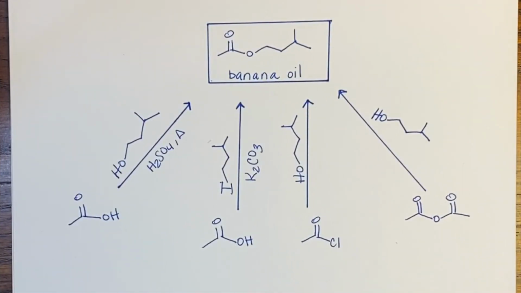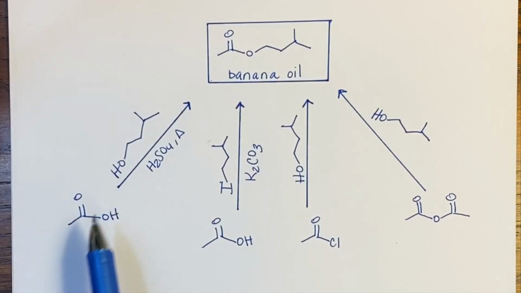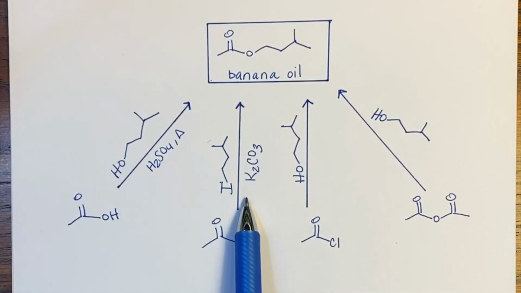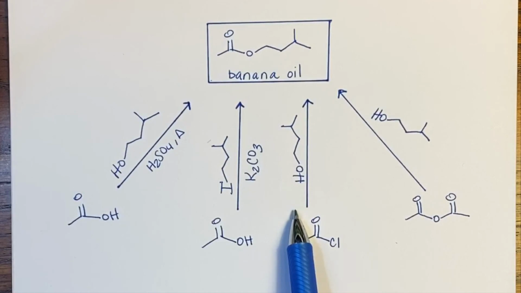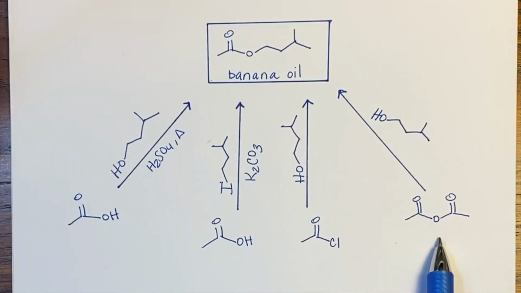So here's 4 ways that I came up with. In this way, we could do what you did in lab. We could take ethanoic acid or acetic acid in the presence of an alcohol, sulfuric acid, and heat, and through a Fischer esterification, make banana oil. We could also use acetic acid or ethanoic acid in the presence of a base like potassium carbonate and our primary alkyl halide that we have here in order to make banana oil. We could react an acid chloride with an alcohol to make banana oil. We could react an anhydride with the alcohol to make banana oil.